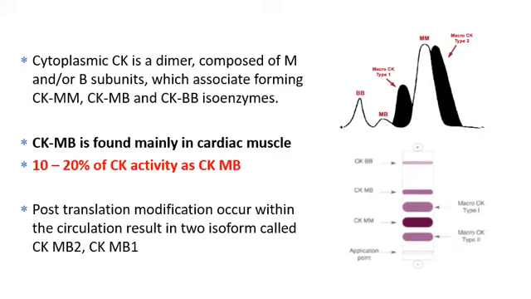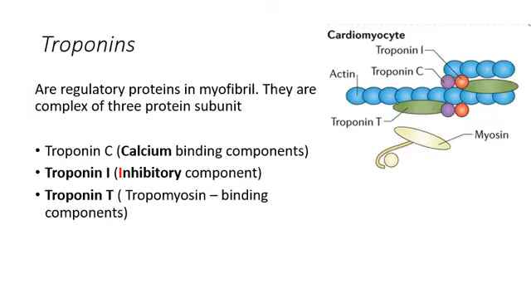There are 2 forms of the CK, which is the CKMB1 and CKMB2. Third, and the most important one, is the troponins. Look at that troponin. Troponins are regulatory proteins. They are present in the myofibrils, and there are three types of this troponin.